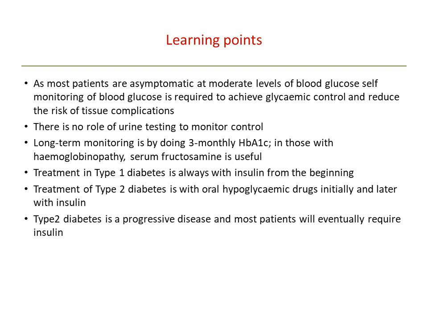Long-term monitoring is usually done by HbA1c at 3 monthly intervals. In those with hemoglobin disorders, serum fructosamine is used. Treatment of type 1 diabetes is always with insulin from the very start, and patients with type 2 diabetes require oral hypoglycemic agents initially and later insulin therapy. Type 2 diabetes is a progressive disease and most patients will eventually require insulin.